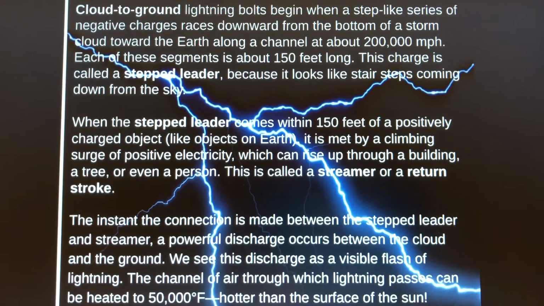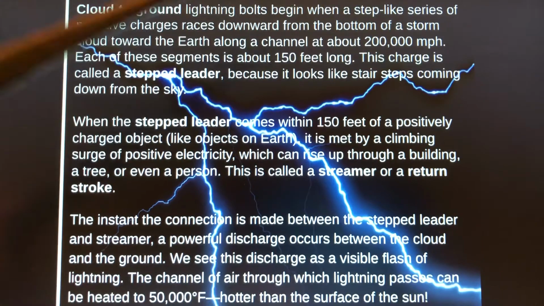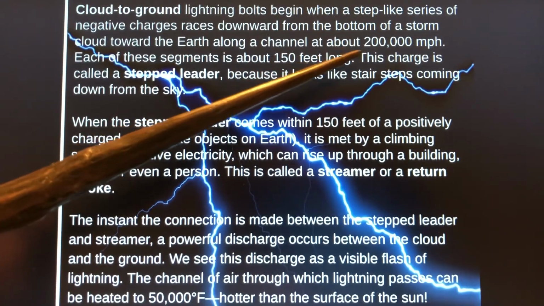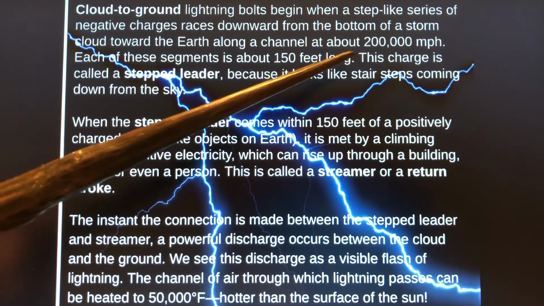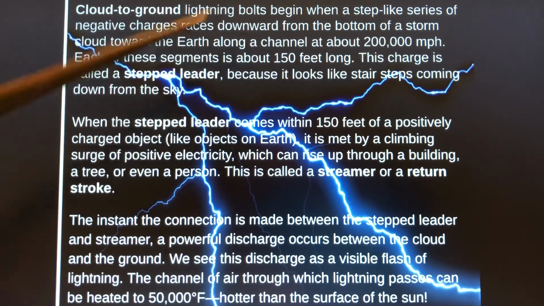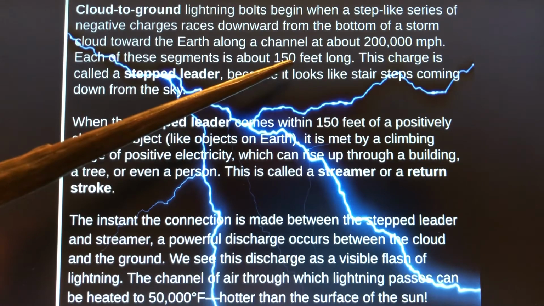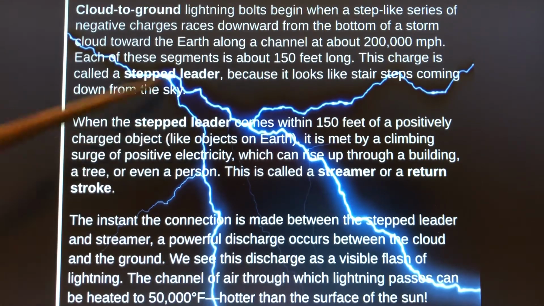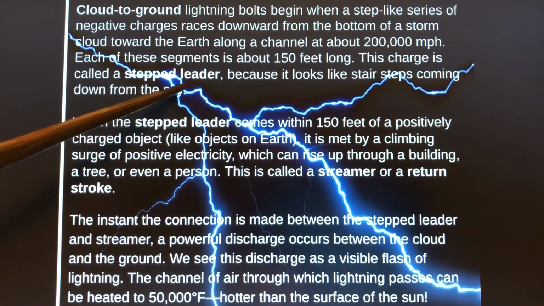Cloud to ground lightning is a little more dangerous. That begins when a step-like series of negative charges races from the bottom of a storm cloud towards the earth. Now, that electricity coming out of the cloud is about 200,000 miles an hour. That's really fast. And each of the segments is about 150 feet long. Now, they call it a stepped leader.